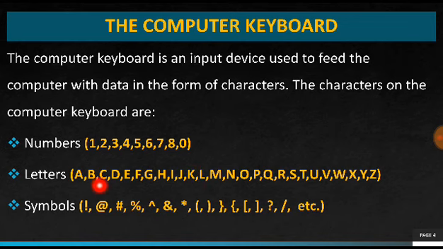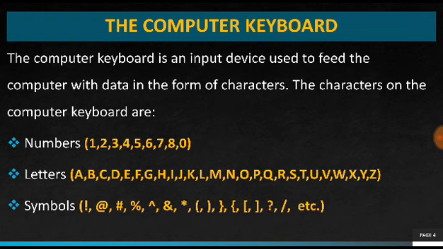We don't have it as A, B, C, D. Okay. And next one, we have symbols. So on the computer keyboard, we also have symbols. Okay. And the symbols are the signs that we can see on the computer keyboard.